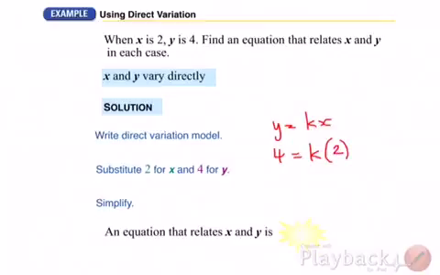When I bring my 2 over, it becomes divide, so k is equal to 4 divided by 2, so k is equal to 2. So my equation then is y is equal to 2x. And then I'm going to just quickly check that back in my original. So if I do y is equal to 2x and I plug in my x is 2, so 2 times 2 is 4, which is what my y value is, so I know I've done it correctly.